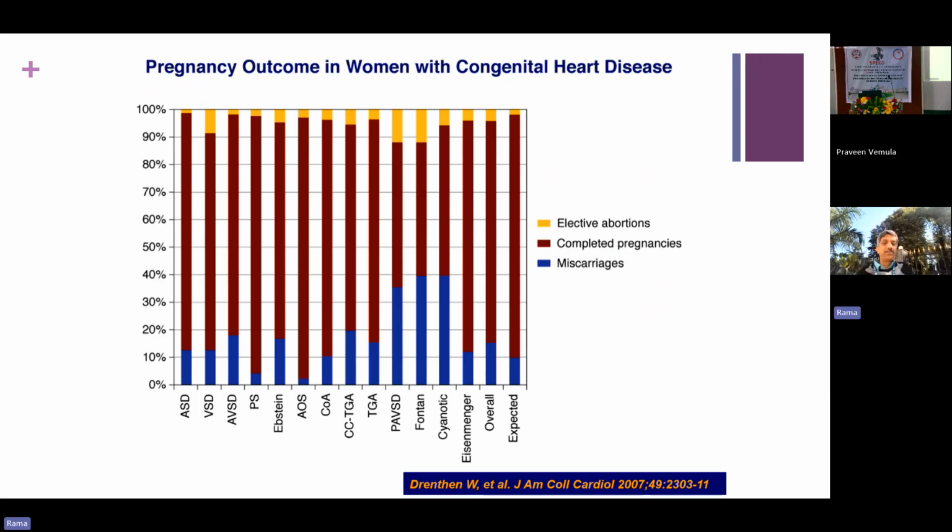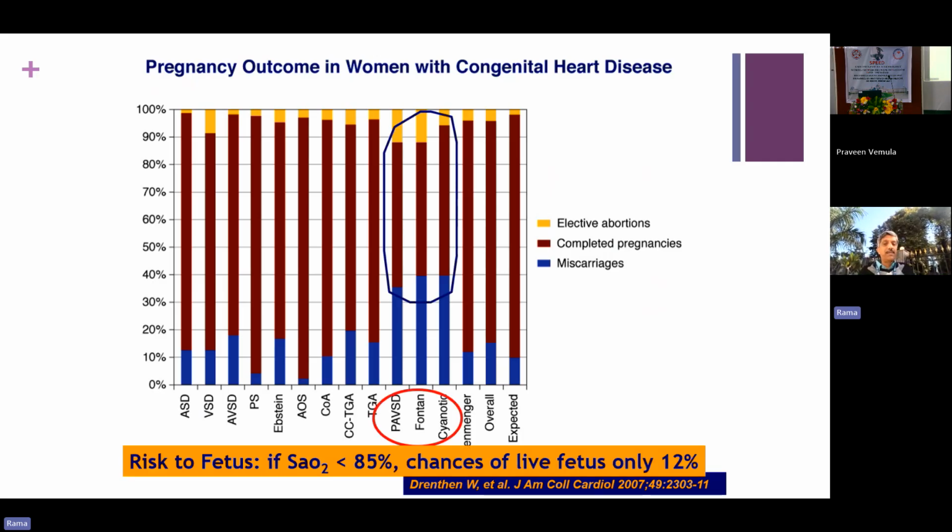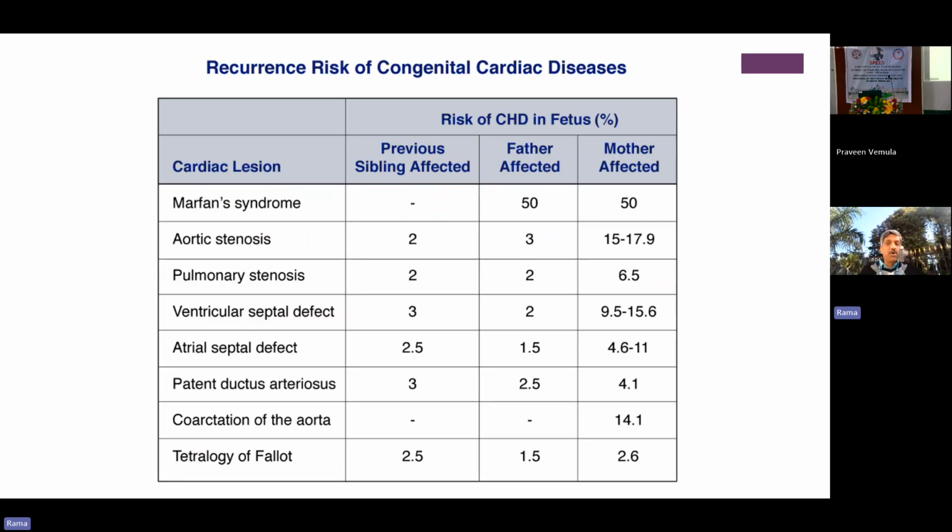What are the pregnancy outcomes in all this? Remember, for the mother, the worst conditions are Eisenmenger and PH type situations. For the fetus, it is always the severely blue condition with fixed cardiac output that are the worst conditions, like the Fontan and the other ones. Remember that. So this is another important slide.